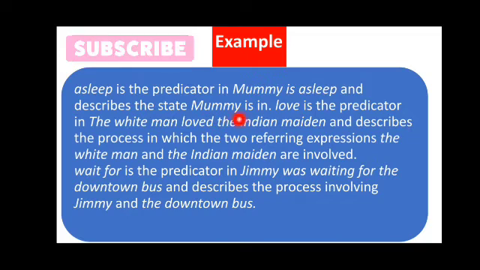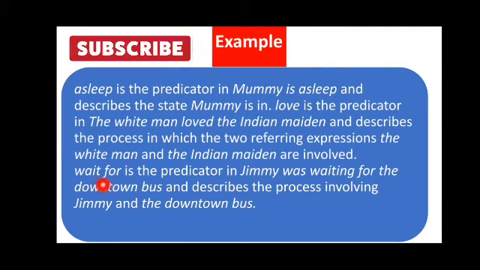Love is the predicator in "The white man loved the Indian maiden," and it describes the process in which the two referring expressions, the white man and the Indian maiden, are involved. You can see the white man is a referring expression and the Indian maiden is also a referring expression, and love is a process. It's not a state, right? So it describes the process in which the two referring expressions are involved.